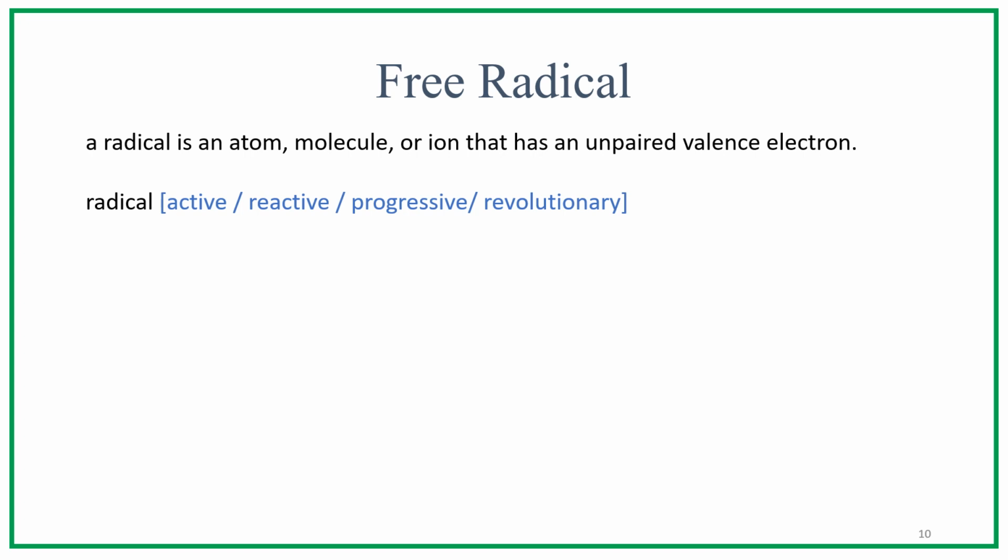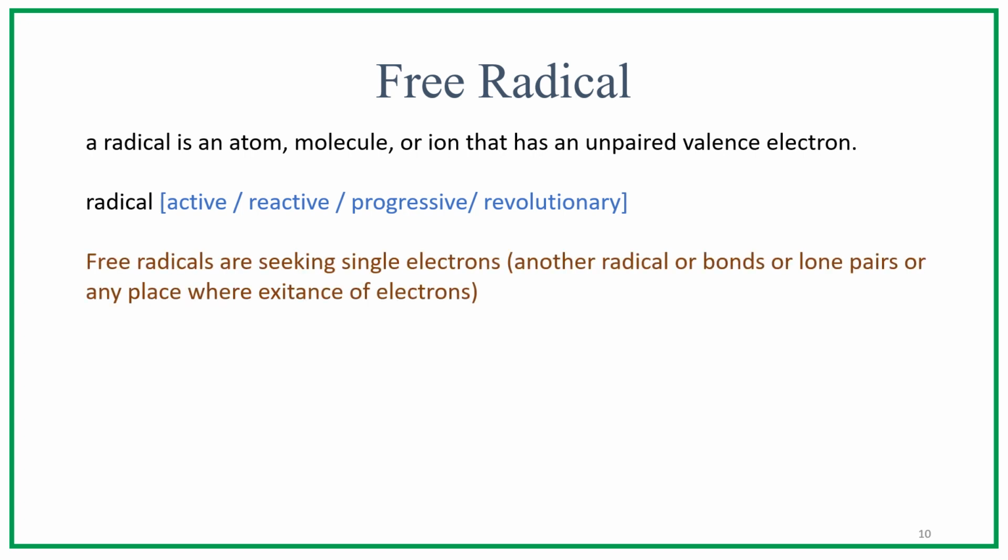As you know, there are radical people. We call them radical people because they are more attractive to some places, and they are reactive and progressive people. So free radicals are seeking single electrons. Therefore, they seek to catch a single electron from another radical, or bonds, or lone pairs, or any place where electrons exist, to stabilize. It's like a single person trying to couple.